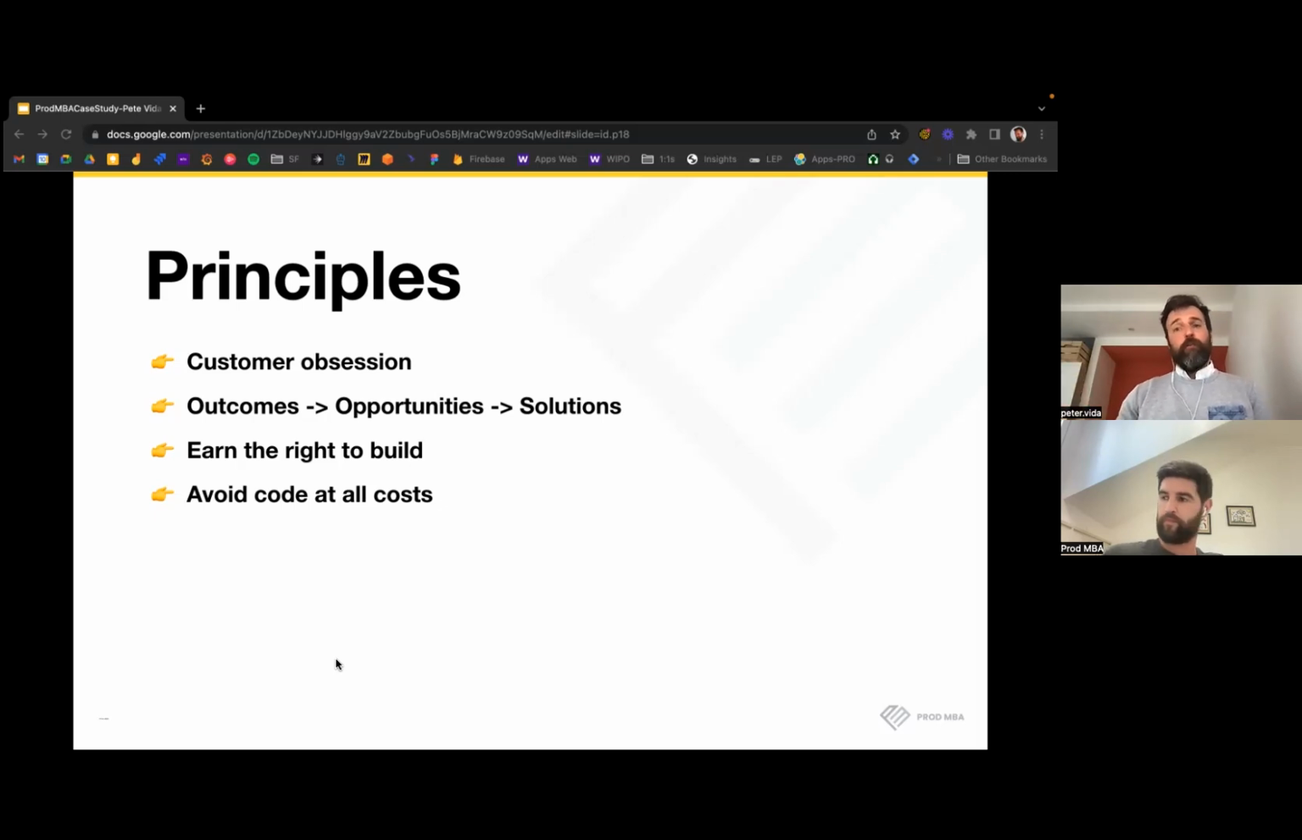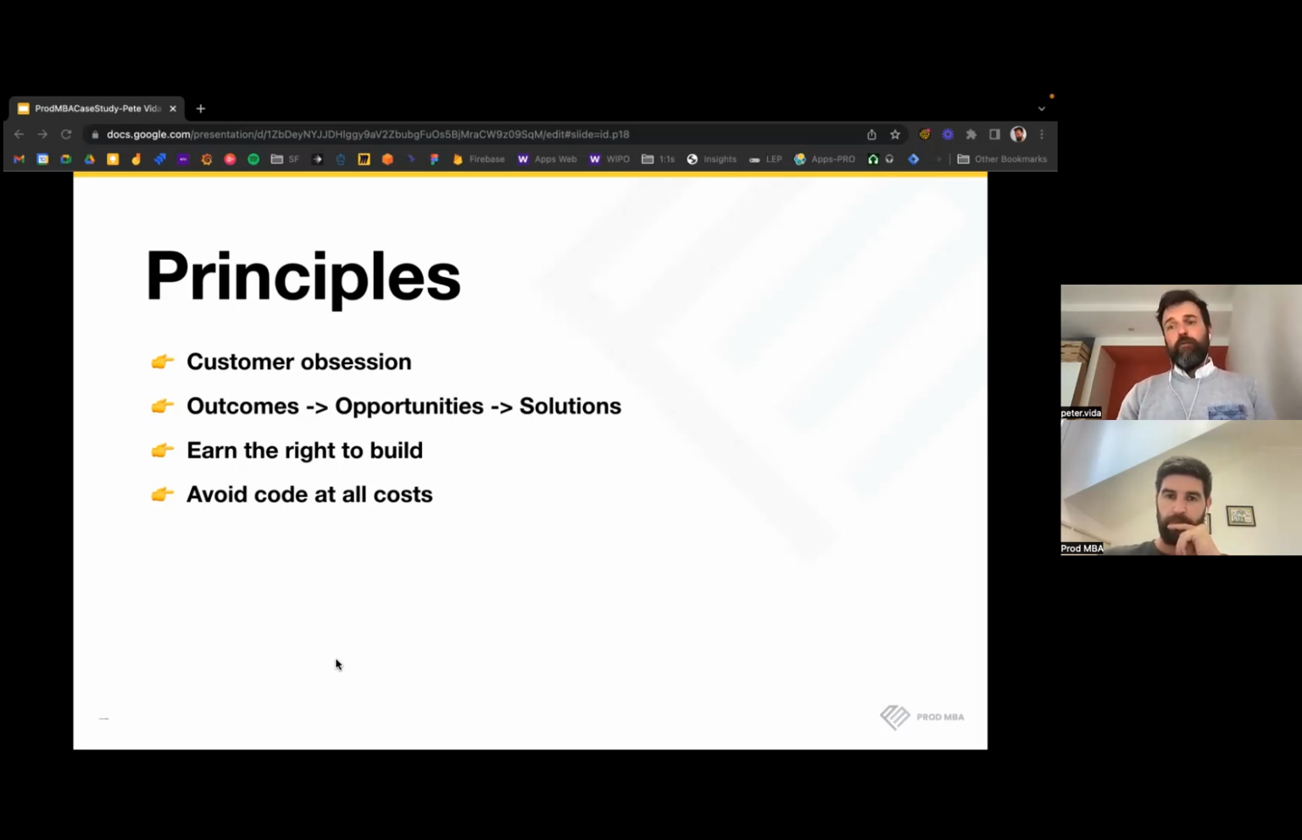Outcomes, opportunities, solutions. We really need to focus on outcomes. I think this is really reflected in our strategic roadmap, so we really centered in on this one. And we need to earn the right to build.